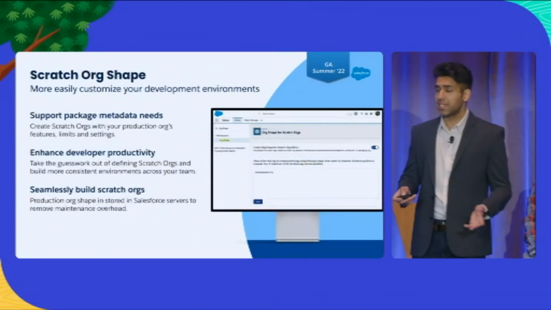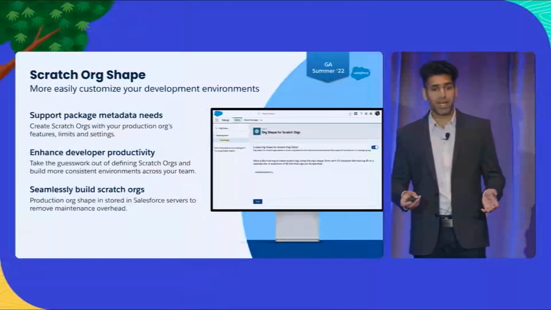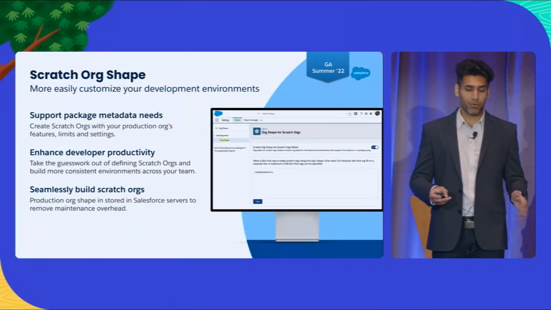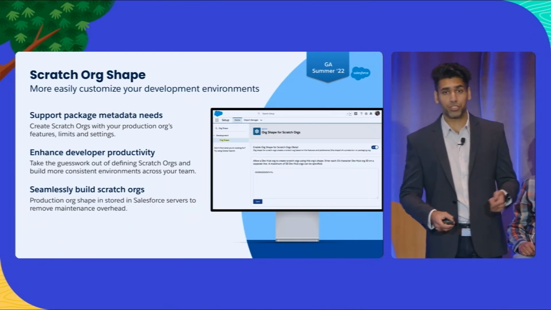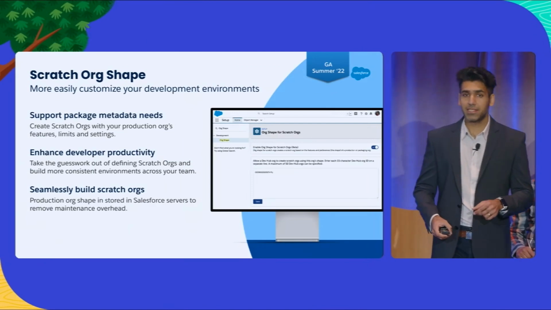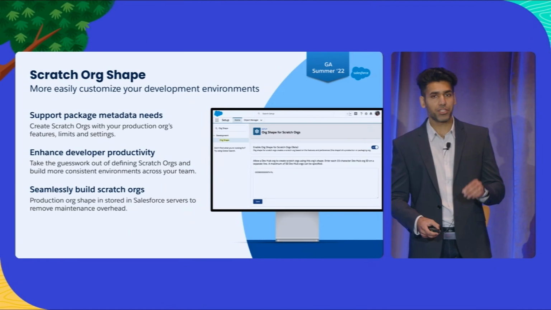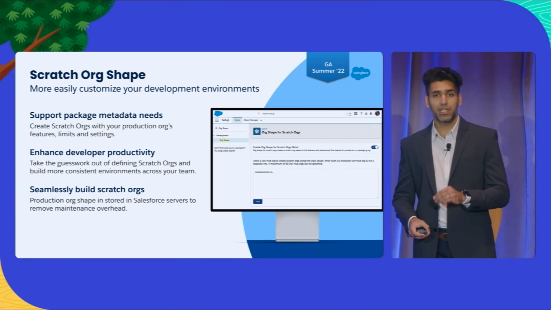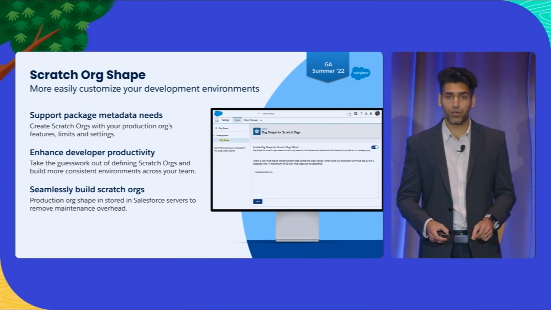So there are two features that Salesforce has built in the recent past that are solving these pain points. The first one is Scratch Org Shape. Scratch Org Shape takes the guesswork out of figuring out what features and settings need to be enabled in your Scratch Org to match your production org.